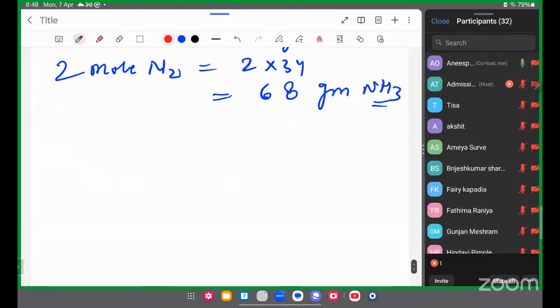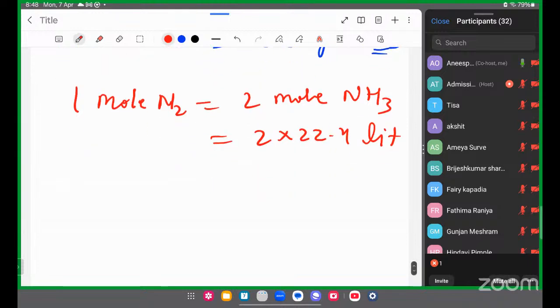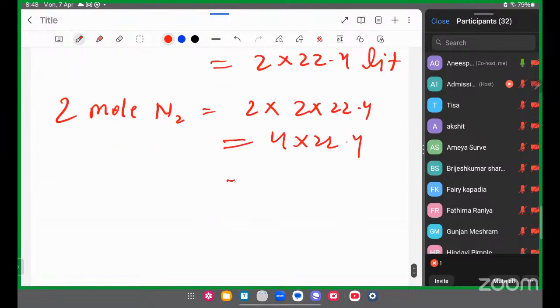So the question will go this way: if we have 1 mole nitrogen, we get 2 mole ammonia. 2 mole ammonia is 2 into 22.4 liter. Now the question is between mole and liter. So I will convert number of moles into liters. So 1 mole nitrogen will give 2 into 22.4 liter ammonia, and 2 mole nitrogen will give how much? 2 into 2 into 22.4, that is 4 into 22.4 liter, which means this will be how much? 4 sixes are 24, 4 twos are 8, 9, 8. 89.6 liter. Am I right?